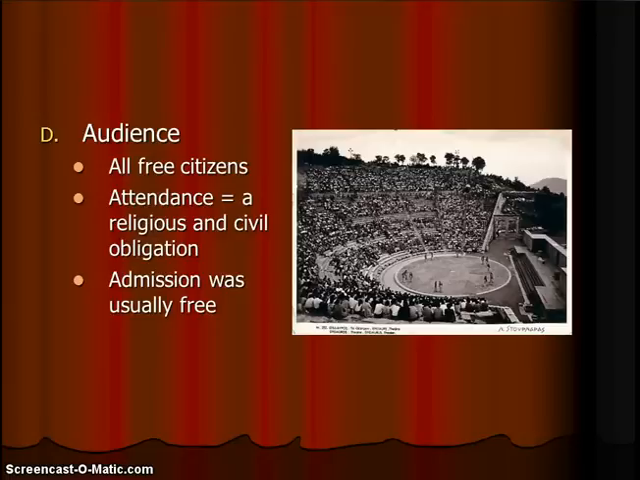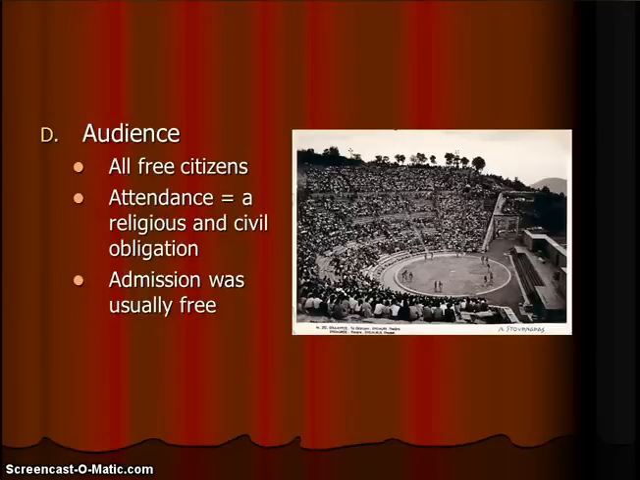And finally, we have the audience. All free citizens went to productions. Attendance was both a religious and a civil obligation. You went because it was part of the festival of Dionysus. You went to pray. You went to worship. You also went to support the arts. And again, it was also a civil obligation.